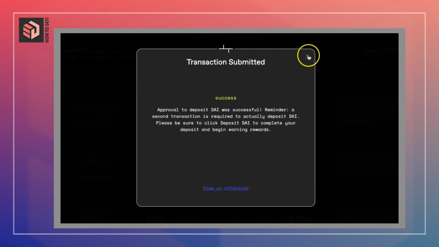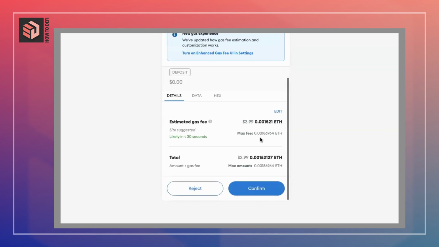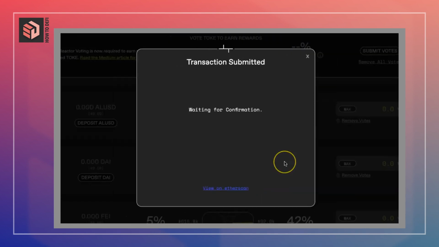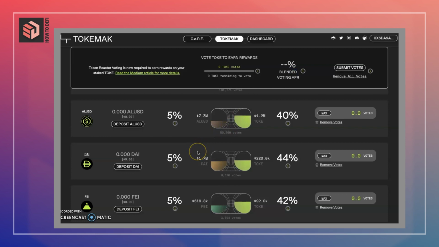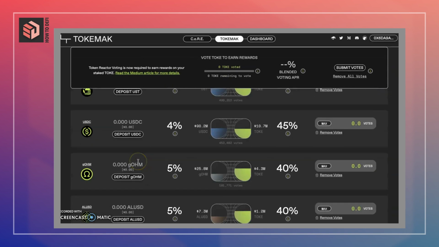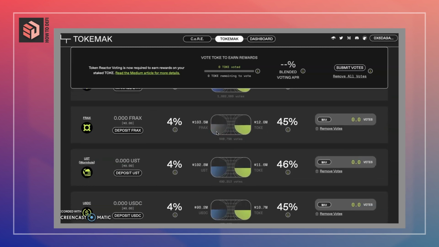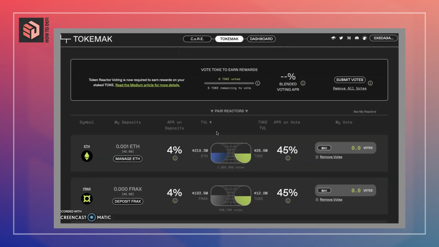Great. Now that the DAI has been deposited, I can see that I have both some ETH and some DAI that is being staked on the protocol, and I am acting as a liquidity provider within pair reactors. In exchange for the liquidity that I'm providing, I get a 4% APR on my deposits.